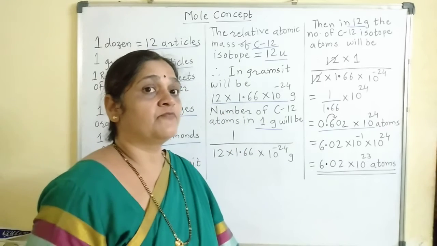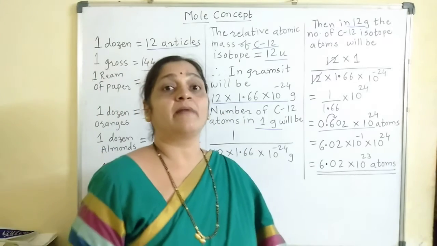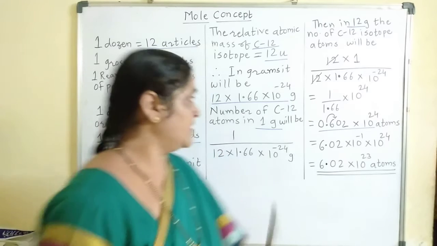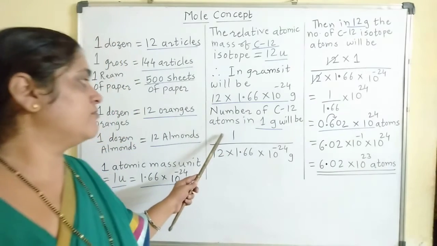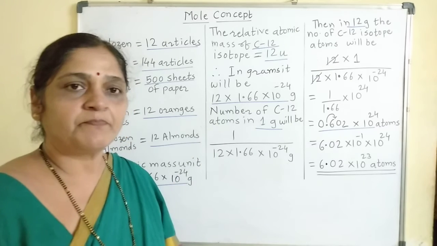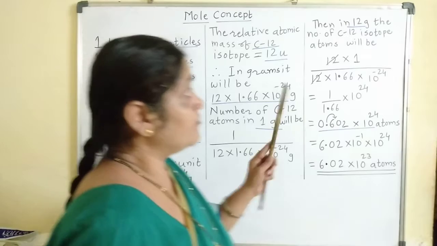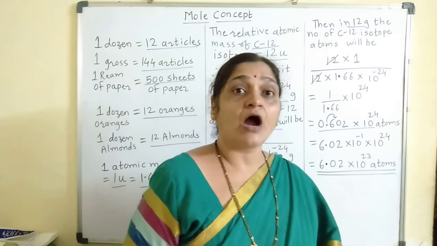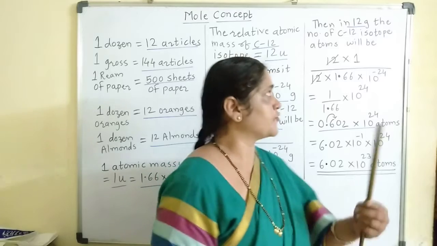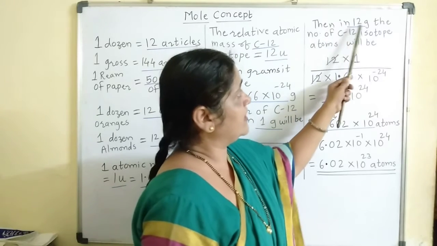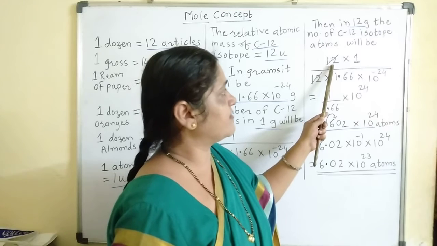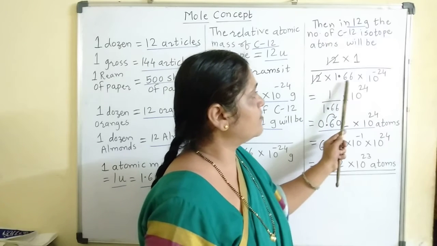Now if we want to find out how many atoms are there in 1 gram of carbon 12 isotope, then what we have to do? We have to do 1 upon 12 into 1.66 into 10 raised to minus 24 gram, right? Now when we want to know how many carbon atoms are present in 12 gram of carbon 12 isotope, then in 12 gram the number of atoms of carbon 12 isotope will be given by this equation: 12 into 1 upon 12 into 1.66 into 10 raised to minus 24.